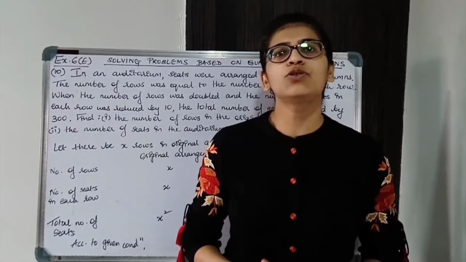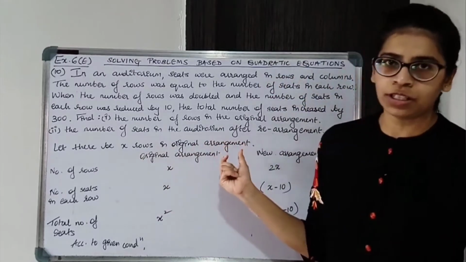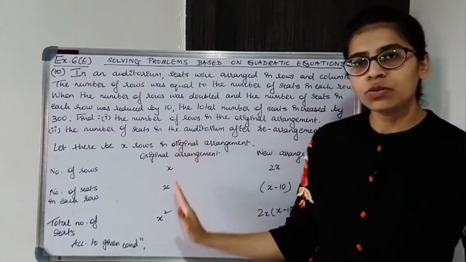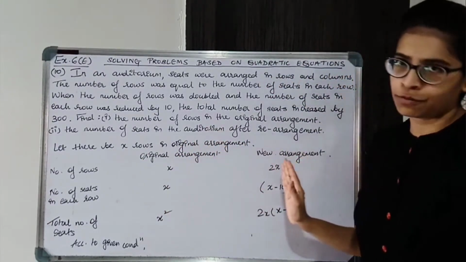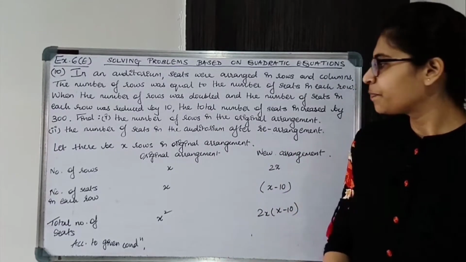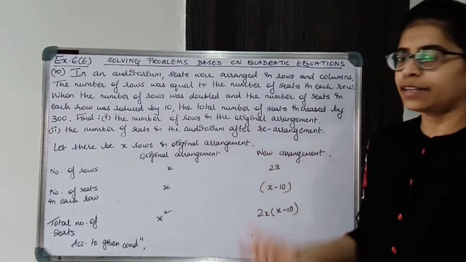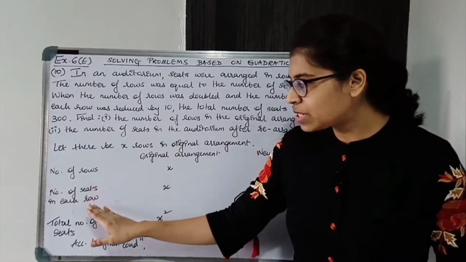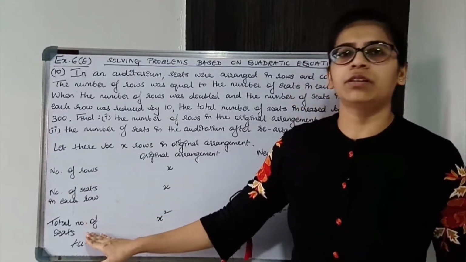So we have assumed x number of rows for the original arrangement. So we'll write down the given in tabular form. It will become easy. Okay, so there are two cases, original and new arrangement. Number of rows, number of seats in each row and total number of seats.